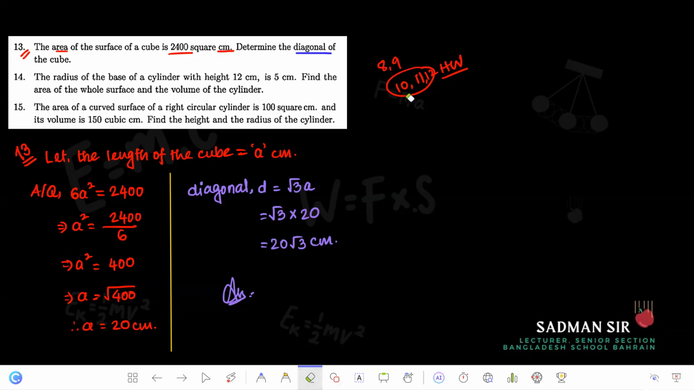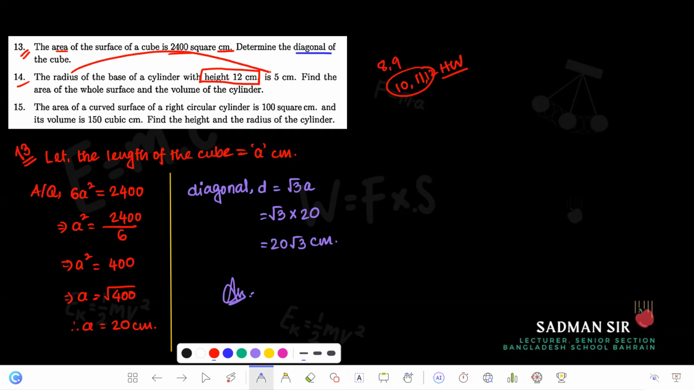No. Remember, 10, 11, 12, these are your homework. Okay? Now, the radius of the base of a cylinder with height 12 centimeter is 5 centimeter. Find the area of the whole surface of the cylinder. What is the information given? Remember, this is a little bit of a tricky way to give the information. The radius of the base of a cylinder with height 12. Height is 12, not radius. Radius is 5 centimeter.